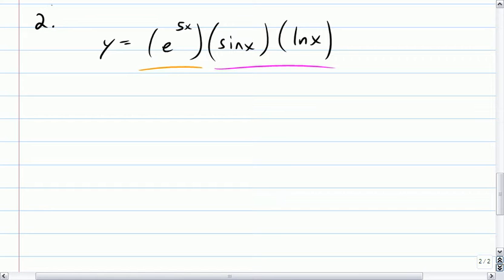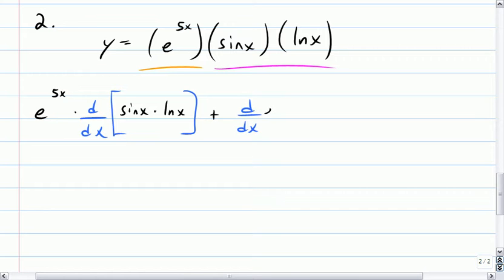So you end up with e to the 5x times the derivative of sine x times natural log of x, plus the derivative of e to the 5x times sine x natural log of x.